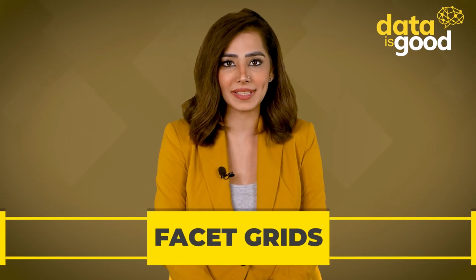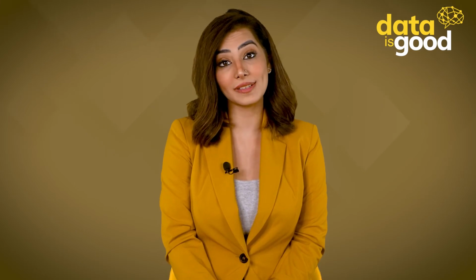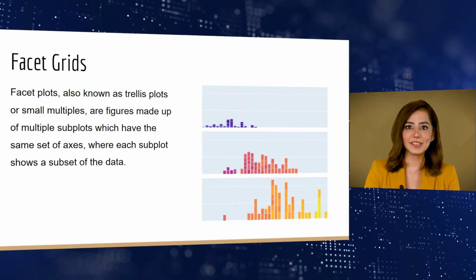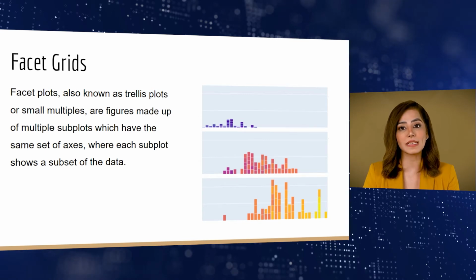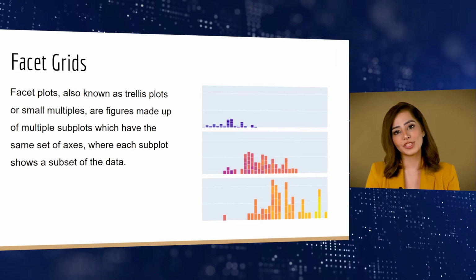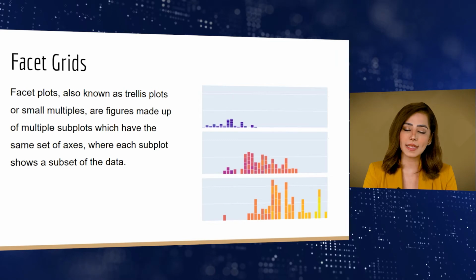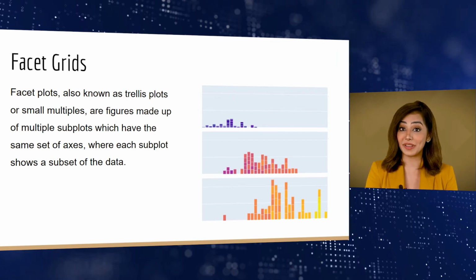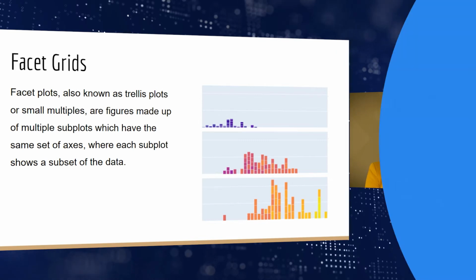And now we are going to learn about facet grids. Do you guys know what facet grids are? If not, I'll tell you. Facet grids, also known as trellis plots or small multiples, are figures made up of multiple subplots, which have the same set of axes, where each subplot shows a subset of the data. Facet grids sound very interesting. Let's explore how facet grids can be helpful for us for analyzing the data.